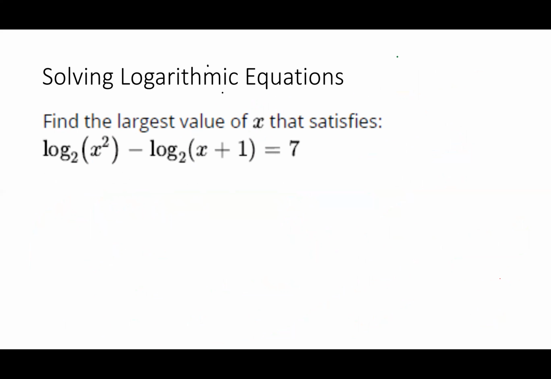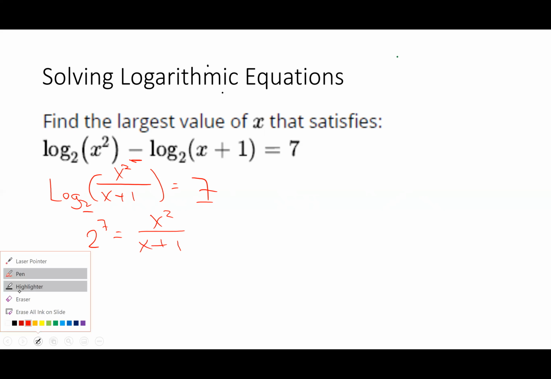Right out of the gate, I see a subtraction outside of the logs. That's a division inside of the logs. And now I've got a logarithmic expression. Let's rewrite this as an exponential. 2 to the 7th. Let's not make this grosser than it already is. That 2 to the 7th is just going to be 128.